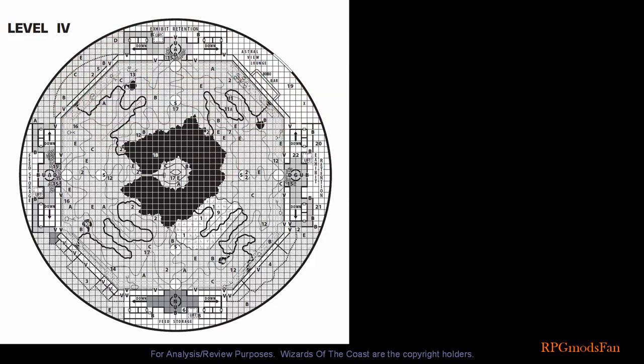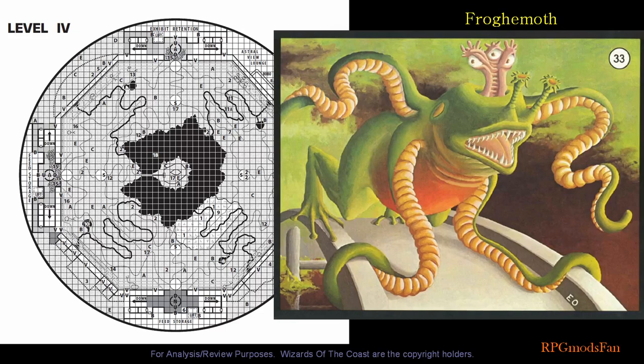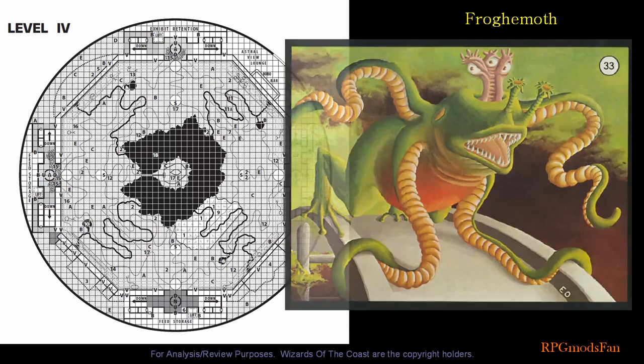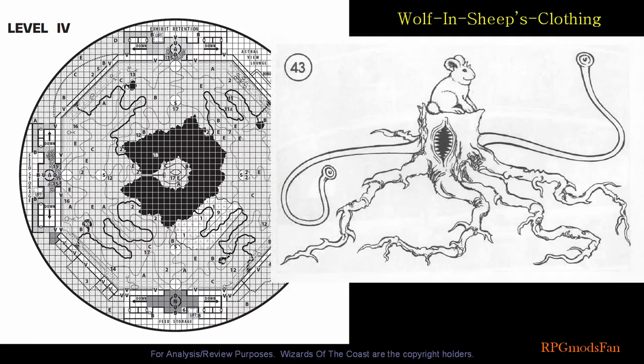Swimming around in the central lake is a froghemoth. It is supposed to be the most fearsome of all the terrible life forms on this level. On the center islet is a cute little bunny on a tree stump. Veterans of old-school D&D will know this monster as a wolf in sheep's clothing.